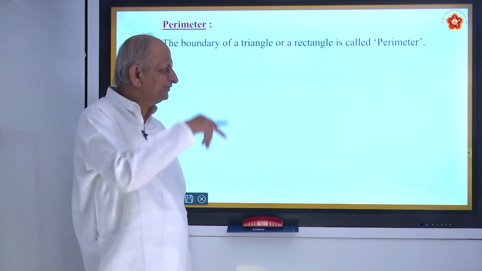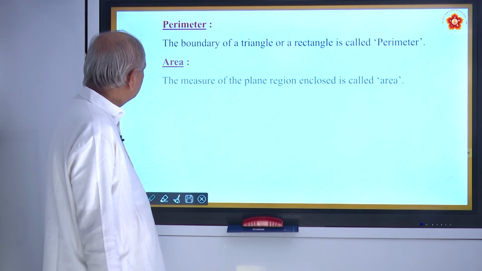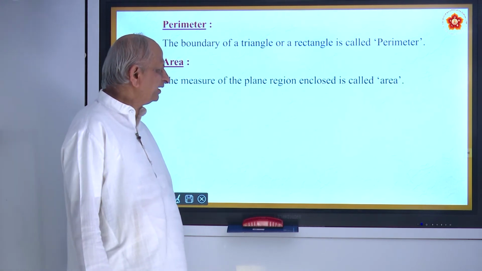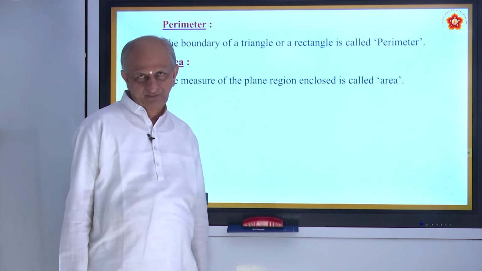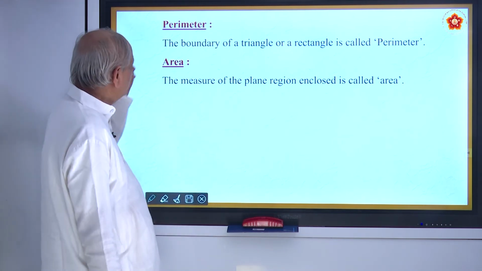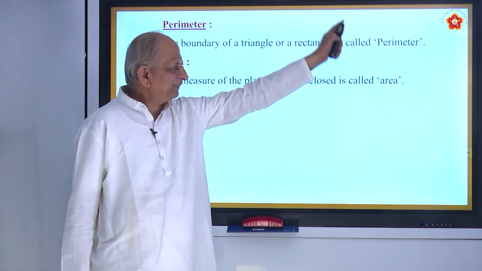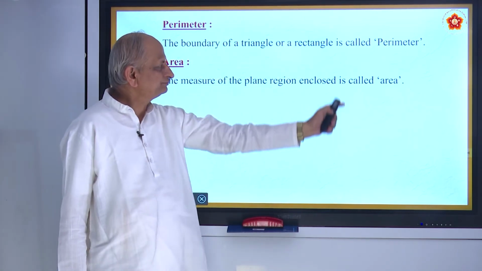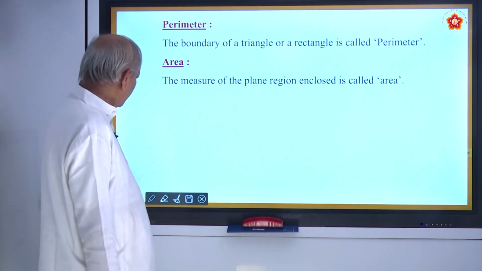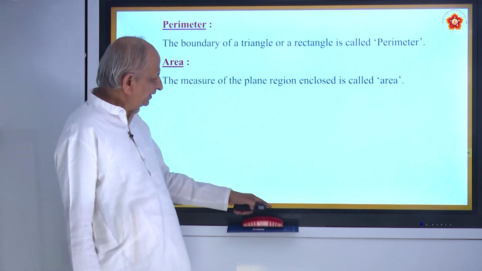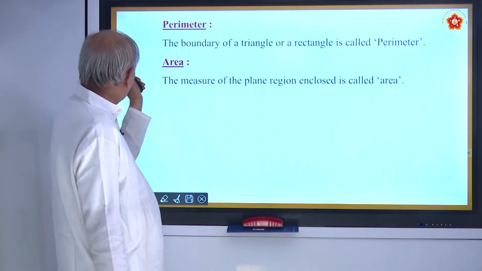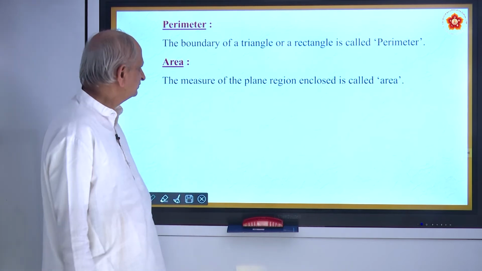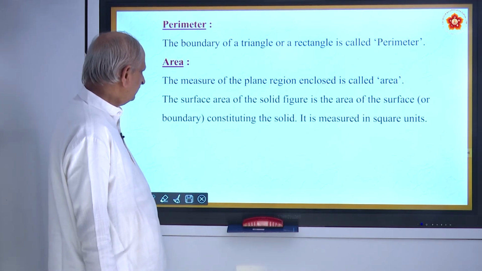So the sum of the lengths is called perimeter. And area means the measure of the plane region enclosed is called area. For example, the board is here, the length and breadth. This is called area, is it not? Perimeter means what? Two lengths, one length here, one length here, one breadth here, one breadth there. So two breadths and two lengths become the perimeter. So this is already studied.